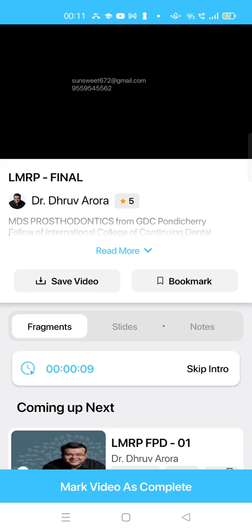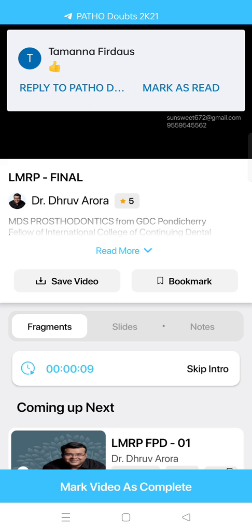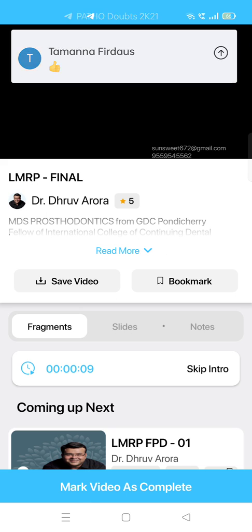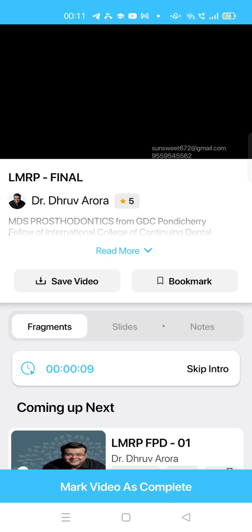Then you very commonly get a question, what should be the position of the incisal pin, right, in a semi-adjustable articulator? So the incisal pin is always out of contact. Why is it out of contact? So that it does not interfere with the condylar guidance setup. That is why the incisal pin is always out of contact.